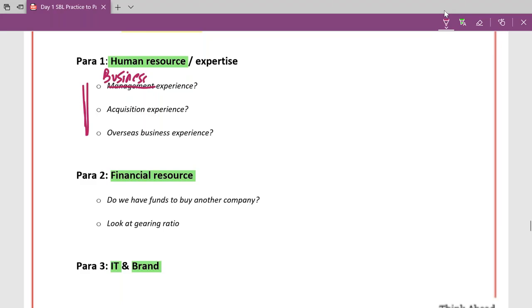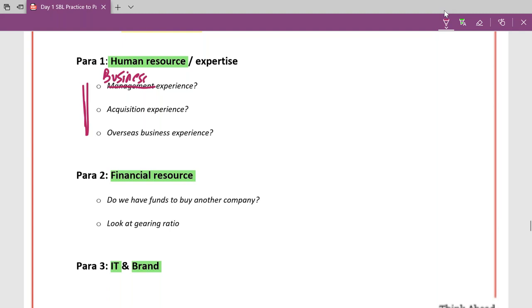The second thing which you need to see is, do we have acquisition experience? Remember, SFA is used when we plan to acquire another company. So we need to see whether we have acquired any company in the past. If yes, then we do have the experience of acquisition. Acquisition by nature is complicated. So you need to see whether we have the expertise of acquisition, yes or no. This information will be provided to you in the case.